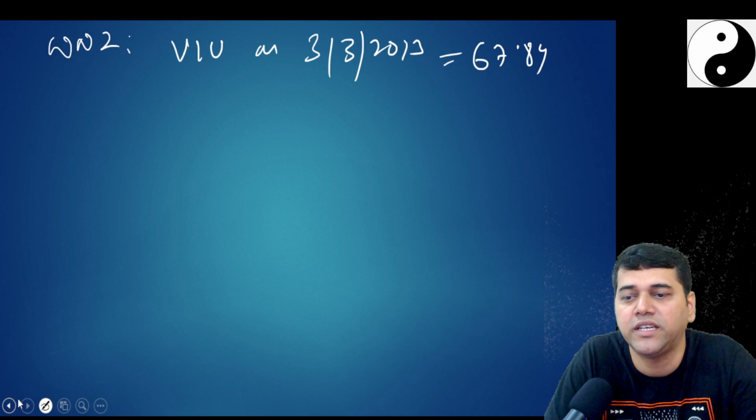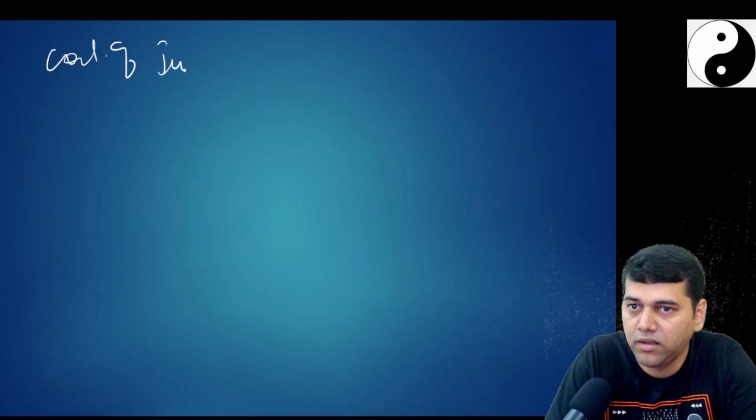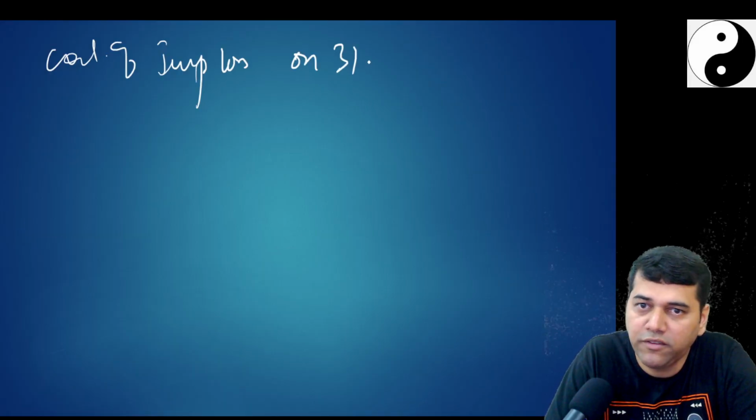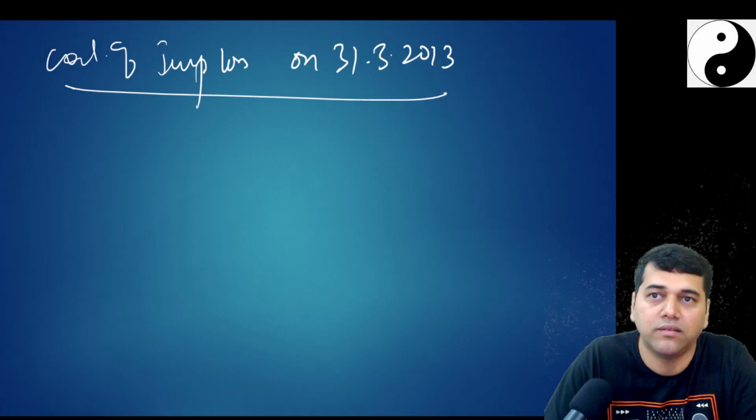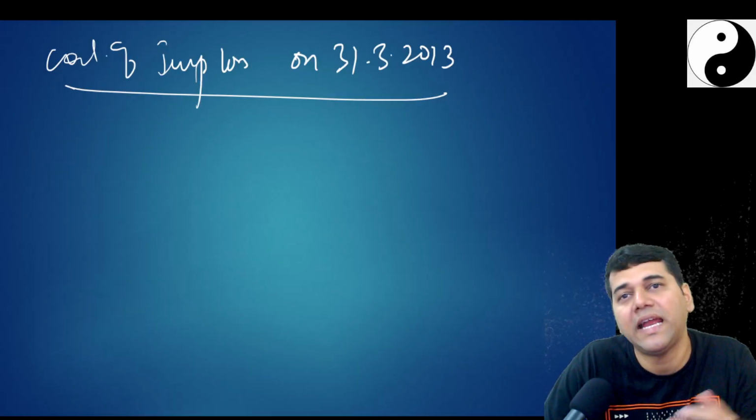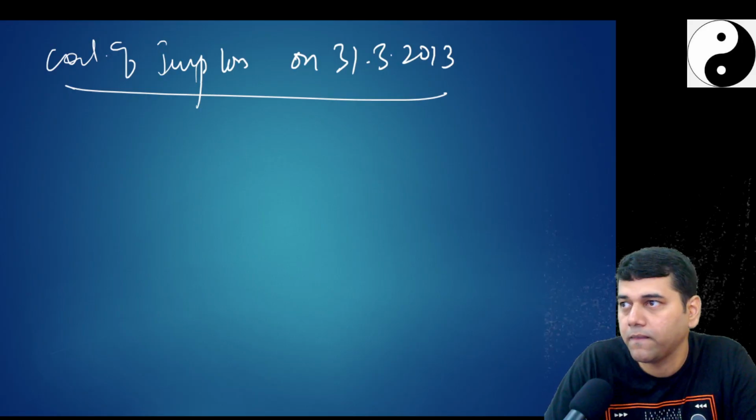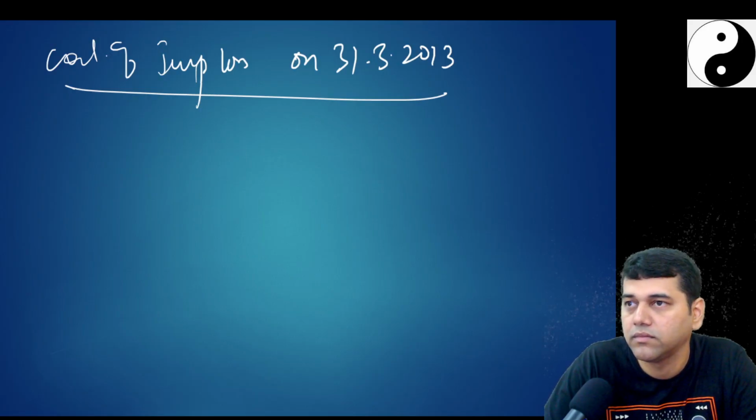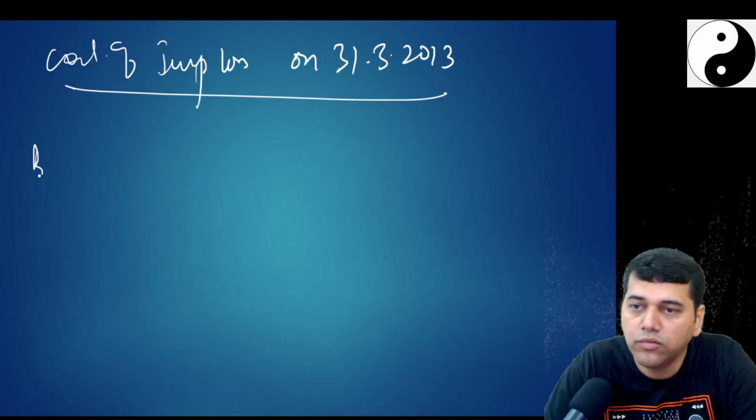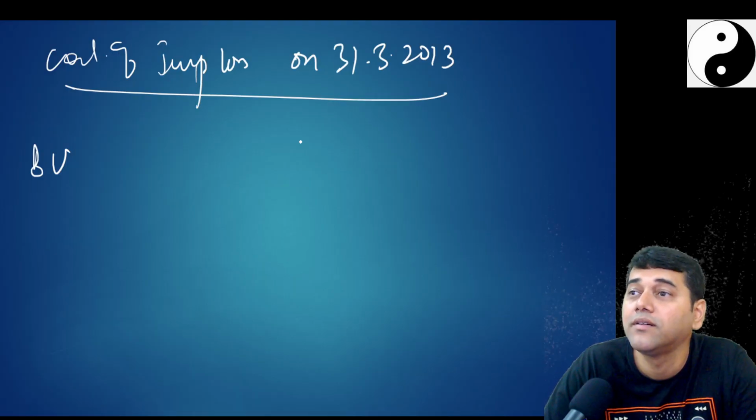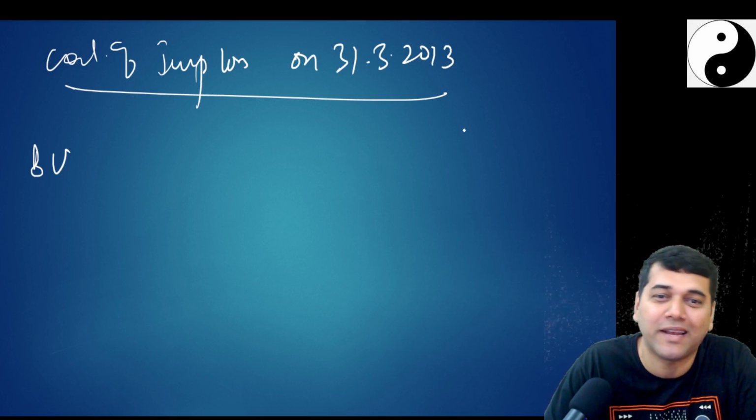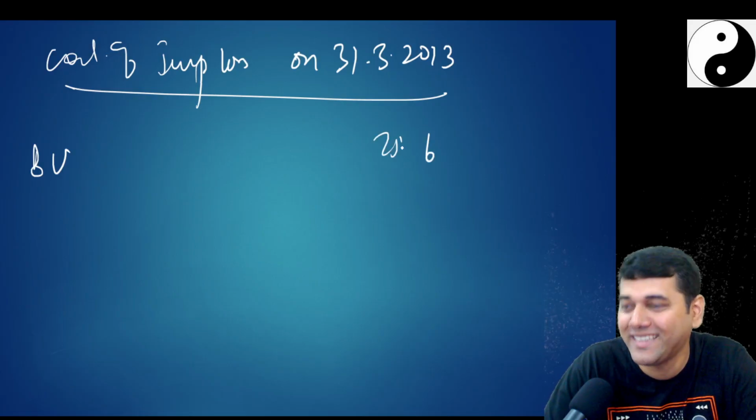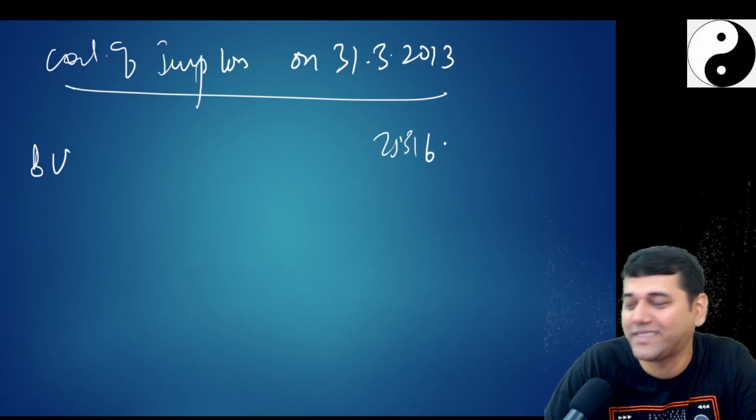What is my next heading? Calculation of impairment loss on 31/3/2013. Next, we calculated impairment loss on 31st March 2012. Now I am at the end of the second year; first year we calculated. What is my book value? Please tell me the number, I will note. 60, 75.31, okay, 60.